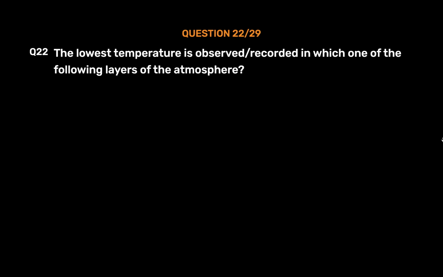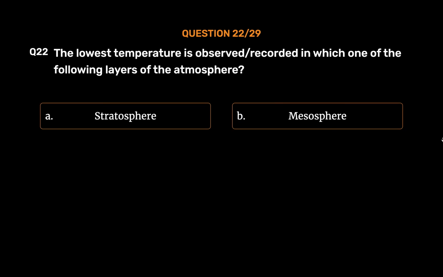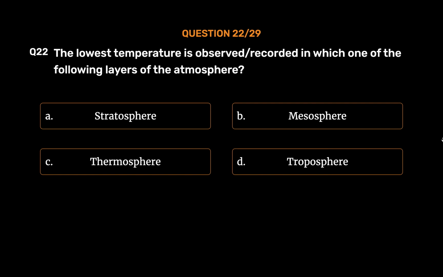Question number 22. The lowest temperature is observed/recorded in which one of the following layers of the atmosphere? Option A. Stratosphere. Option B. Mesosphere. Option C. Thermosphere. Option D. Troposphere. The correct answer is Option B.